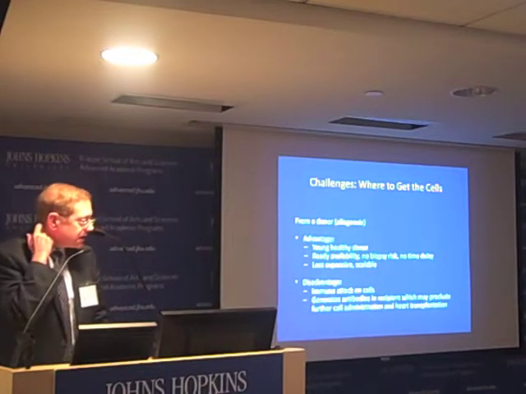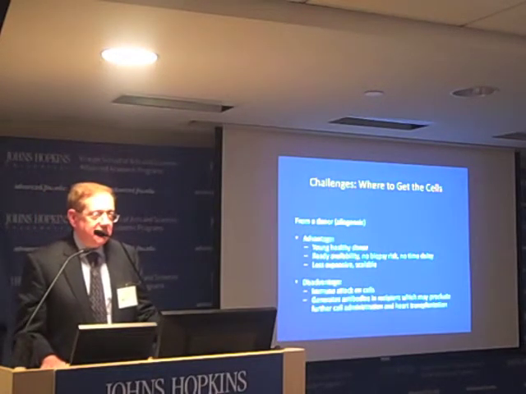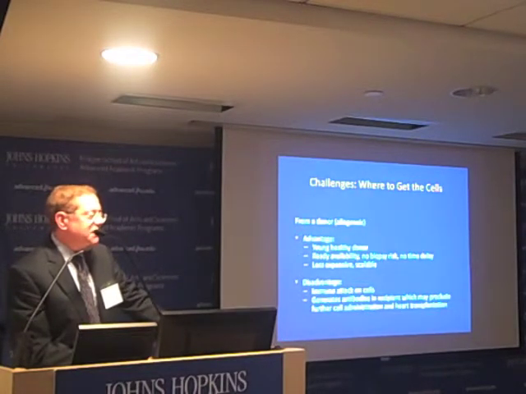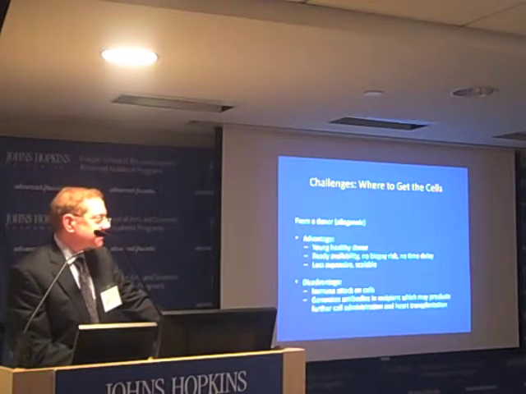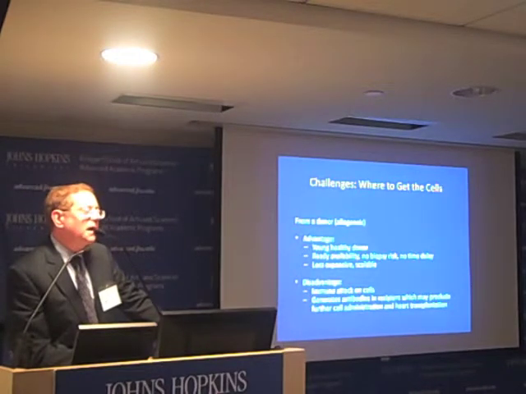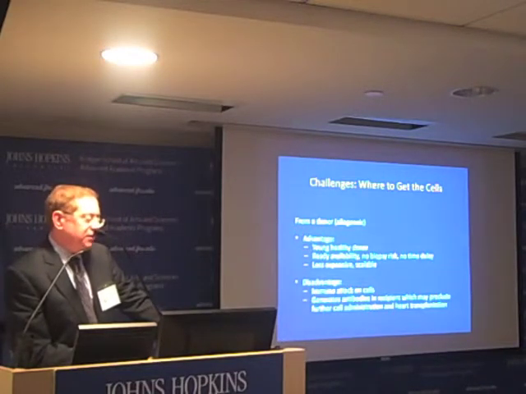So the alternative is to get the cells from a donor, and that's called allogeneic stem cells. The advantage here, it's a young, healthy individual. There's ready availability. There's no biopsy risk to the patient. There's no time delay. It's less expensive, and it's scalable. So you don't have to have a cell culture facility at every hospital, every community hospital where you might want to use the stem cells.